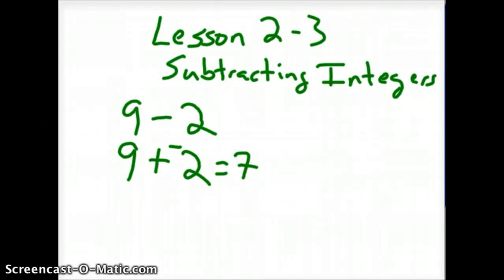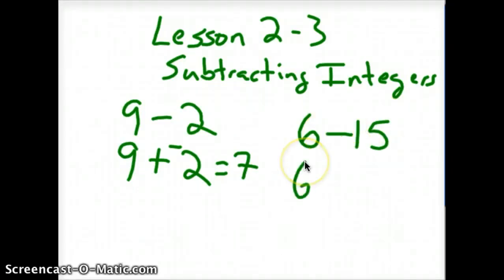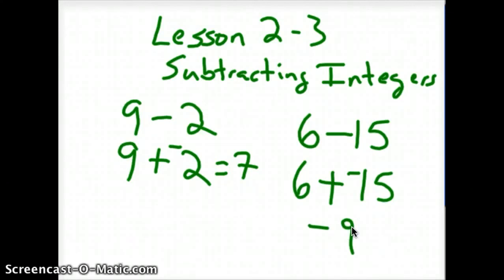Check out some more difficult ones. 6 minus 15 would become 6 plus negative 15. The additive inverse of 15 is negative 15, and we're going to change our subtraction to addition. And then 6 plus negative 15 is negative 9. So, 6 minus 15 is negative 9.